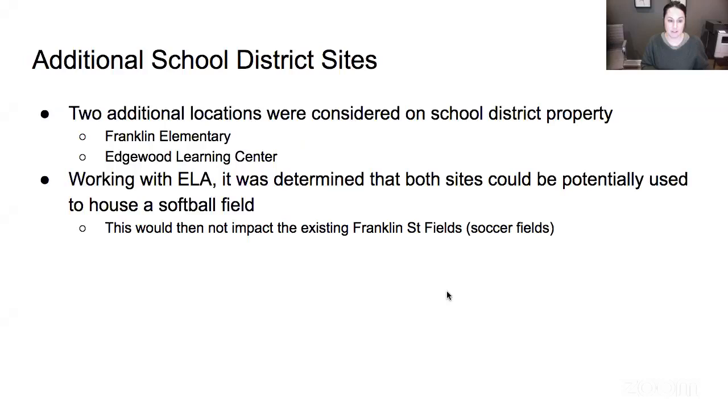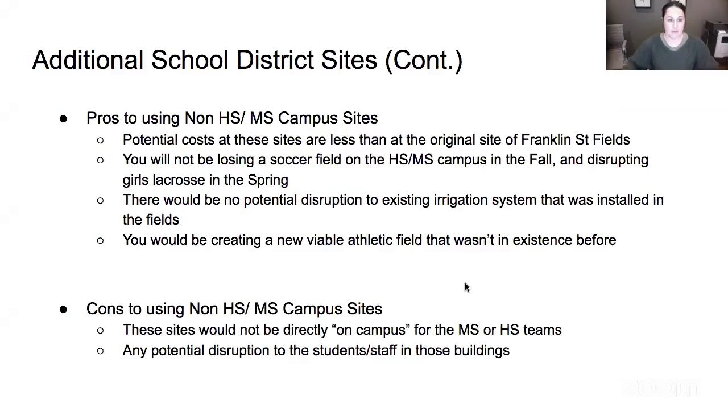Play at Franklin Street would not be impacted, because if we take the Franklin Street fields and convert that into a softball field or the corner of it, we would lose some other playable surface which we currently use for other sports as well. So the pros to not having that softball field out on Franklin Street would be, well, you'll see in a minute that the costs are actually less. You would also not lose the soccer field on the high school, middle school campus in the fall, and you would not disrupt girls lacrosse in the spring. There would be no potential disruption to the existing irrigation that's already installed, and you would be creating a new viable field that was not in existence before.